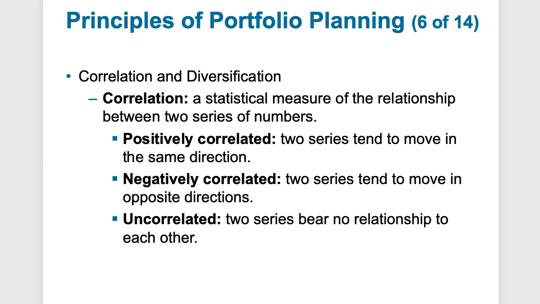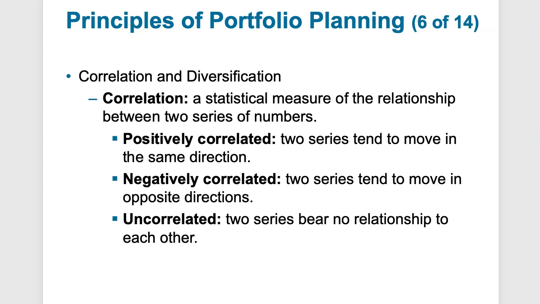Now, when we're talking about the correlation between assets, let's just talk about the concept of correlation. It's a statistical measure of the relationship of a series of numbers. So you can be positively correlated, negatively correlated, or uncorrelated. Assets moving in the same direction will be positively correlated. Assets moving in opposite directions will be negatively correlated. And assets moving with no relation will be uncorrelated. So think of positively correlated like two people handcuffed. If two people are handcuffed together, they would be positively correlated, meaning that they're always moving in the same direction or always in the same place.